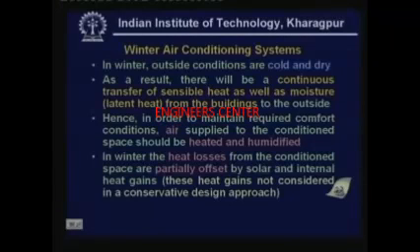Okay. And another difference between summer and winter is that in winter the heat losses from the conditioned space are partially offset by solar and internal heat gains. Okay, the solar energy actually adds heat to the building, and internal heat gains also add heat to the building. So, that it partially offsets the heat losses from the building. So, in a conservative approach, what is done is these heat gains are not at all considered in the design. Okay, and you assume that there is no internal heat gain and there are no solar heat gains, and you arrive at the required system capacity. So, this is a conservative design approach as far as winter air conditioning systems are concerned.